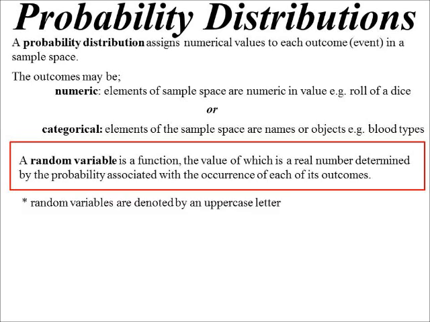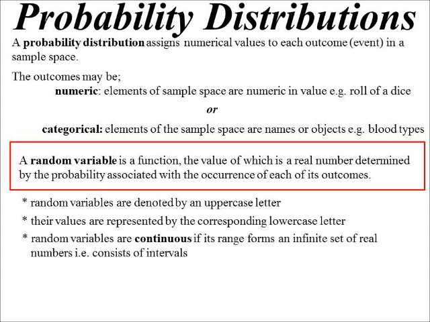Some notation rules here. So our random variables we usually use an uppercase letter for, or capital letter if you want to give it a fancy name. Their values then are represented by the corresponding lowercase letter.